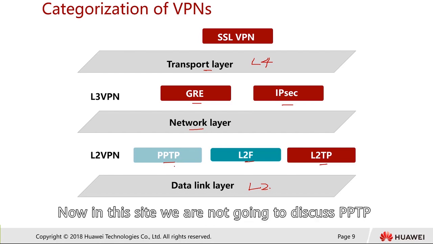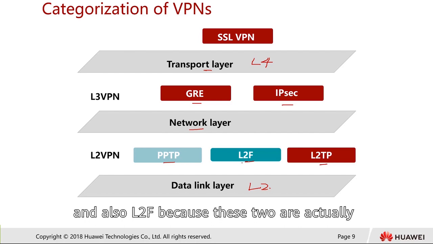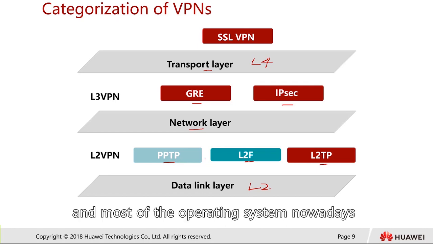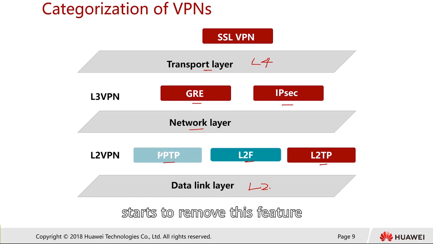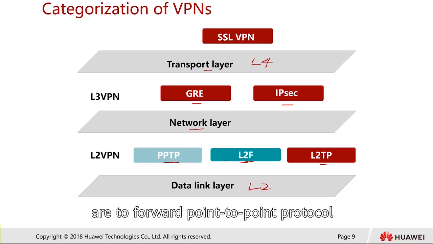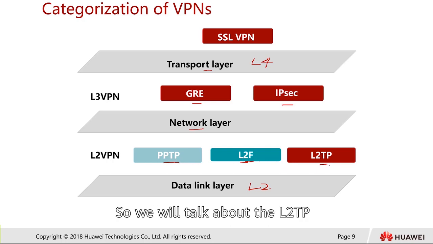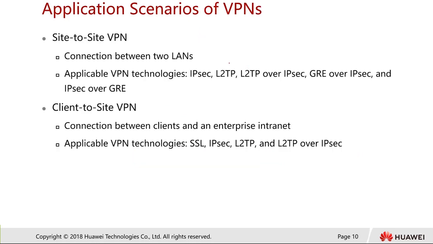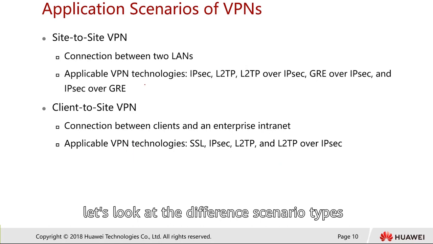Now, in these slides, we are not going to discuss PPTP and L2F, because these two are actually very legacy protocols, and they are less secure, and most operating systems nowadays have started to remove this feature from your system. So PPTP, L2F, layer 2 forwarding, and point-to-point tunneling protocol are not being discussed. So we will talk about L2TP, layer 2 tunneling protocol, and then GRE, IP security, and also SSL.